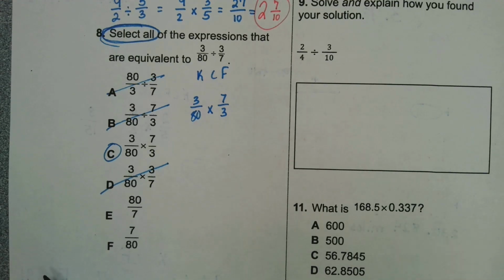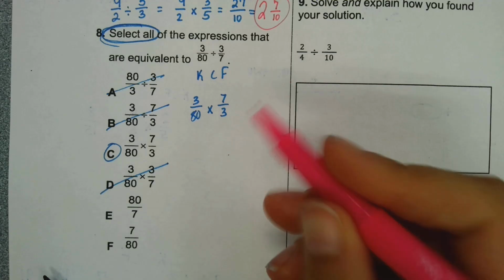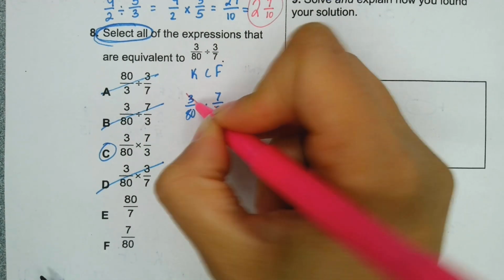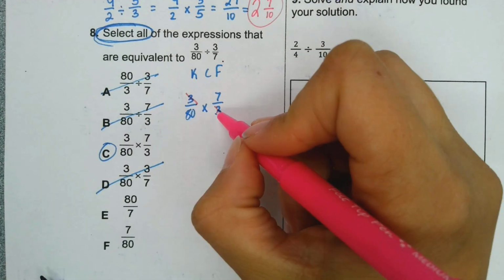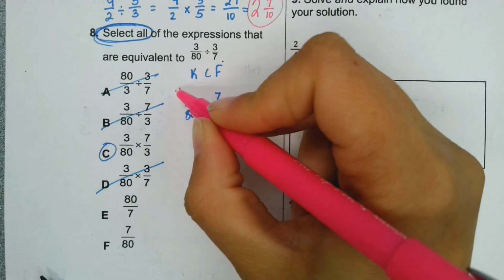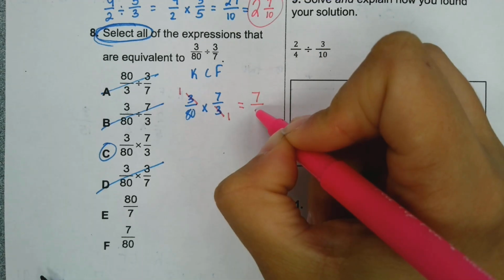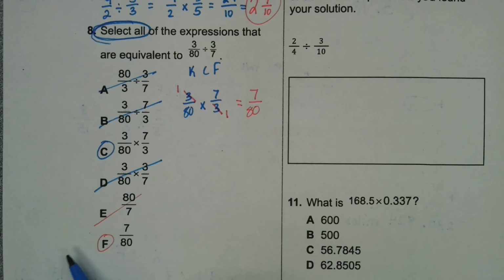And then you can tell that E or F would be the answer, but I gave the hint here that if you see diagonally, both the numbers can divide by the same thing, you can go ahead and early reduce here. So 3 divided by 3 is 1, and 3 divided by 3 is 1. So now 1 times 7 is 7, and 80 times 1 is 80. So that told me F.